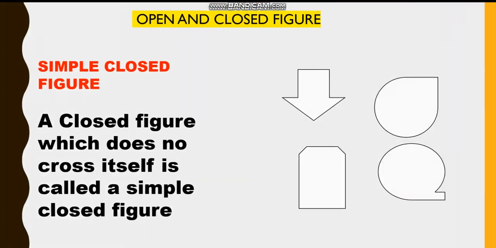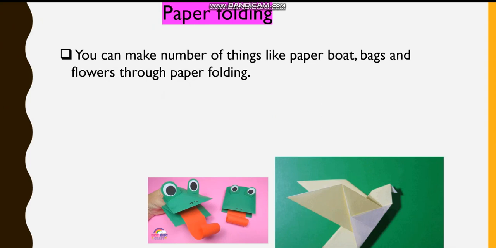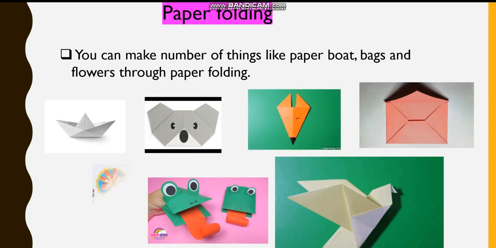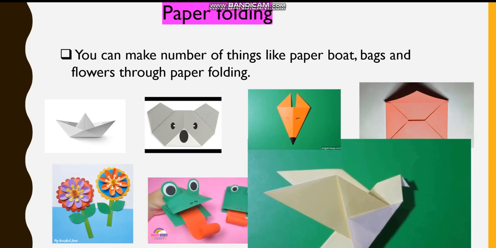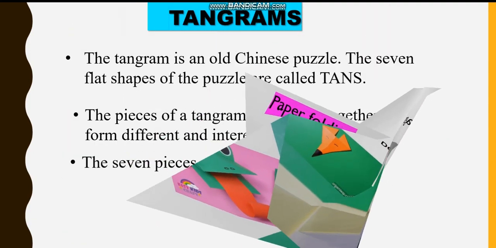So the next topic is an interesting one, paper folding. As we all know, you can make paper things, paper folding like paper boats, bags, flowers and more things. So I am giving you some things: a boat, a collar, a fox, an envelope and a frog and everything. I'll let it fly.